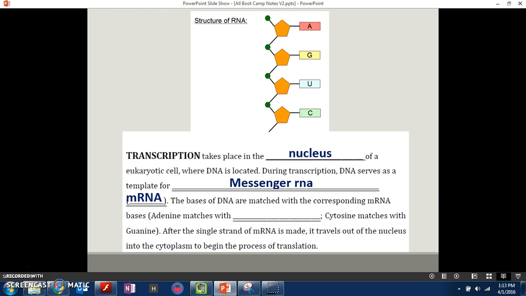RNA is almost exactly the same as DNA, except it is single strand, and instead of a T, it has a U for uracil. So T goes with A, C goes with G, A goes with U, and G goes with C. After you make the messenger RNA, this is the message that gets sent out of the nucleus. And then we can begin translation.